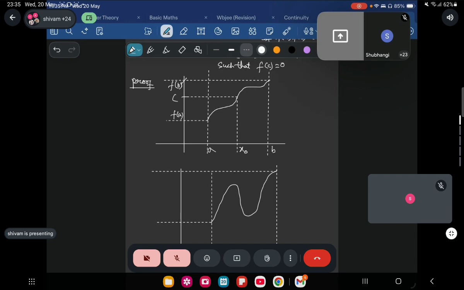Okay. Now you take c over here. Pay attention, everyone. This is c, corresponding to c between f of a and f of b. How many xi's are you getting between a and b? Tell me, everyone. Three. So there will exist at least one.